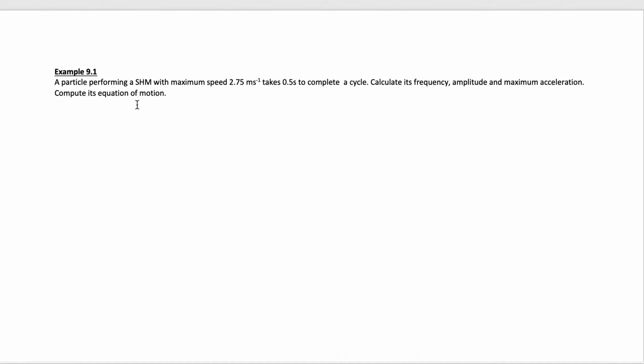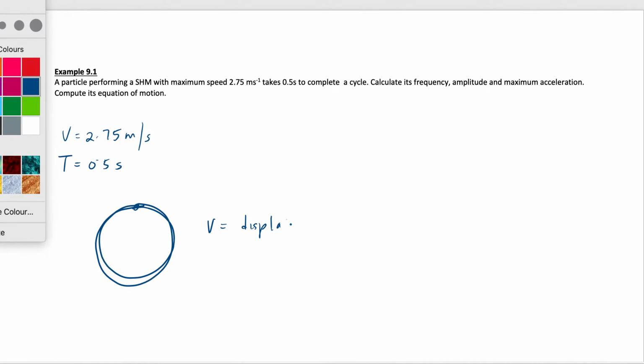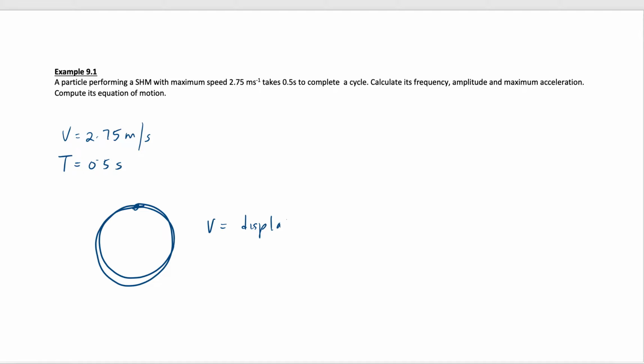Okay, so example 9.1, a particle performing simple harmonic motion has v equals 2.75 meters per second and the period is 0.5 seconds. A particle that repeats itself is almost like a uniform circular motion where it starts from here, comes back to the same point. So the v is actually, sorry, not displacement, it's the distance over time. That gives you velocity.